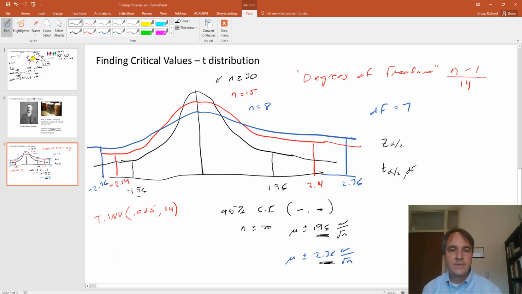So again, we use norm.inv, and for a two-tail, for a 95% confidence level, we have to leave 2.5% in each tail. So you're going to be using norm.inv or t.inv of 0.025 for that left, and 0.975 for that right. Okay? All right, so I hope that helps.